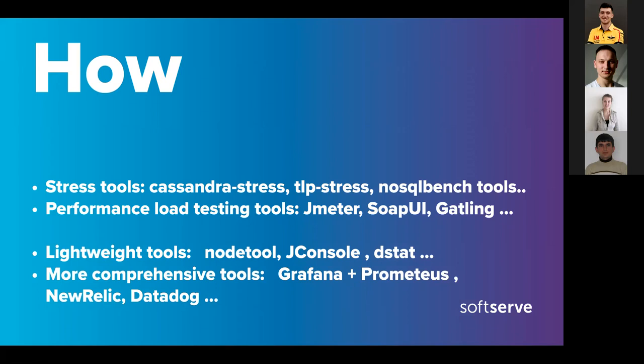But of course, this lightweight tool will provide the metrics you are interested in, but to see the bigger picture of your environment, especially if we are talking about production, where you would like to see the trends by some metrics and understand what scale patterns you have, or where you have a gap, you need more comprehensive tools like Grafana and Prometheus or New Relic or Datadog.